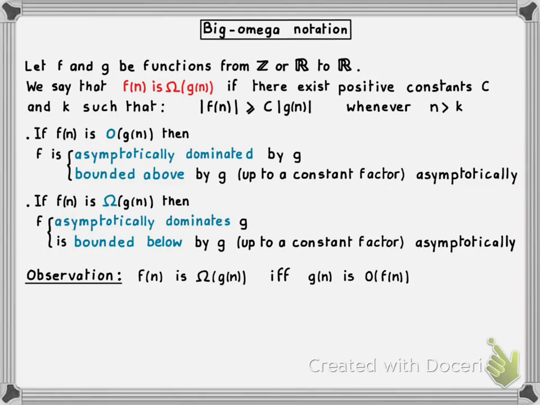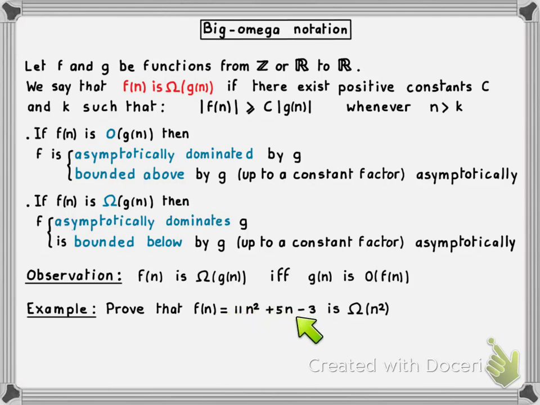Let's conclude this segment with a concrete example of a big omega relationship and how to prove it. So let's prove that the function f of n defined as follows is big omega of the function g of n equals n squared. So all we have to do is to prove that f of n is greater than or equal to a constant times n squared.